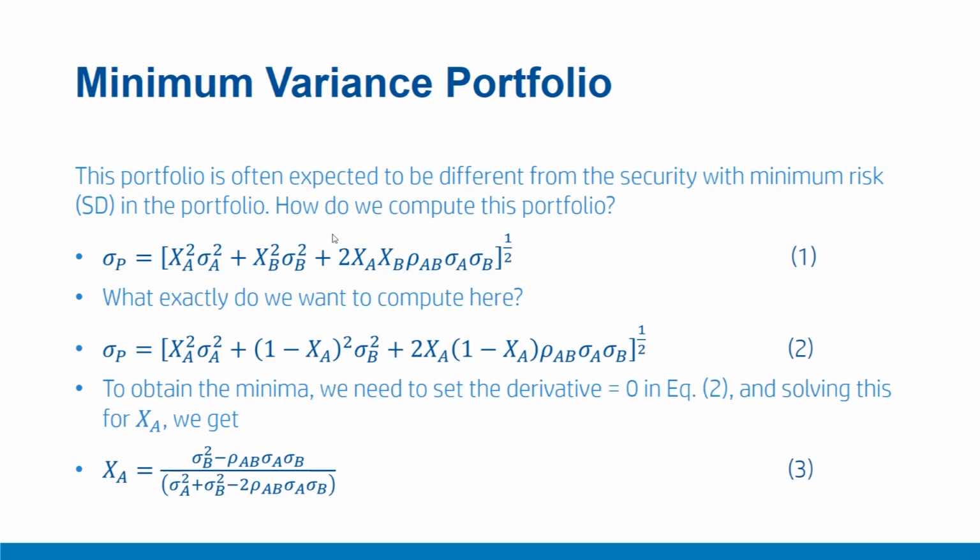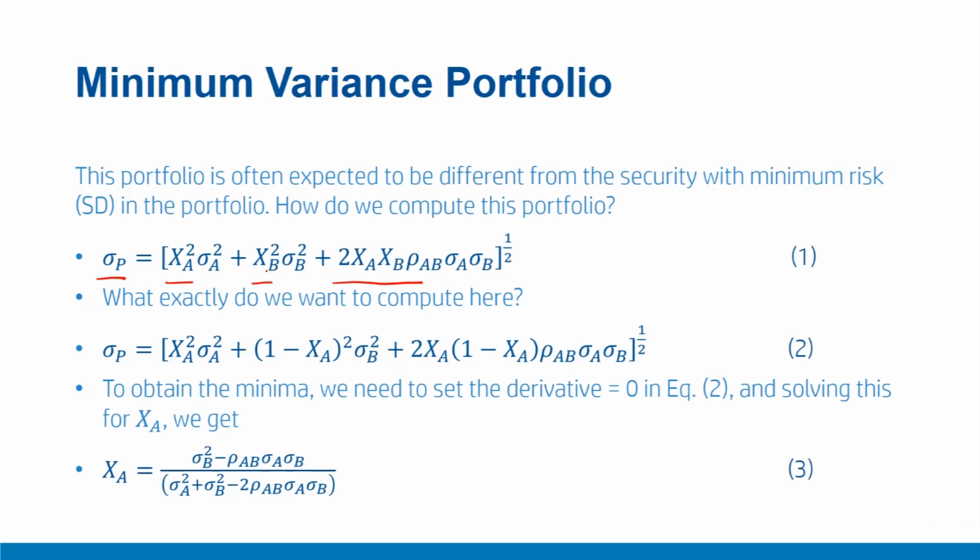How do we compute this portfolio? We already know the generic formula for portfolio risk as shown here. The formula is simply sigma p is equal to [xa square sigma a square plus xb square sigma b square plus 2 times xa xb rho ab sigma a sigma b] whole to the power 1 by 2. This is for the two security case.